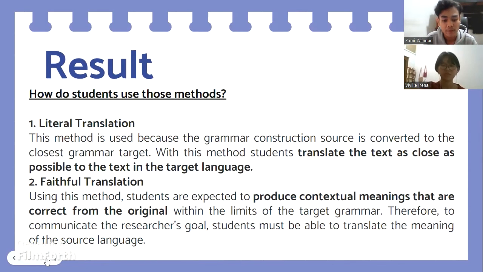The second one is faithful translation. By using this method, students are expected to produce contextual meanings that are correct from the original within the limits of the target grammar. Therefore, to communicate the researcher's goal, students must be able to translate the meaning of the source language. These two methods are the most chosen by the students because both, according to the students, are used to understand more and convey the true meaning of the source language. The next slide.